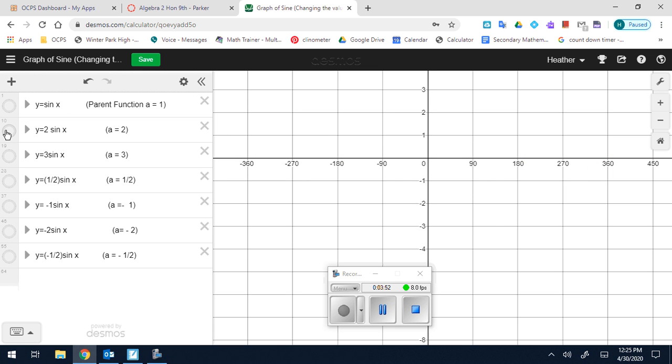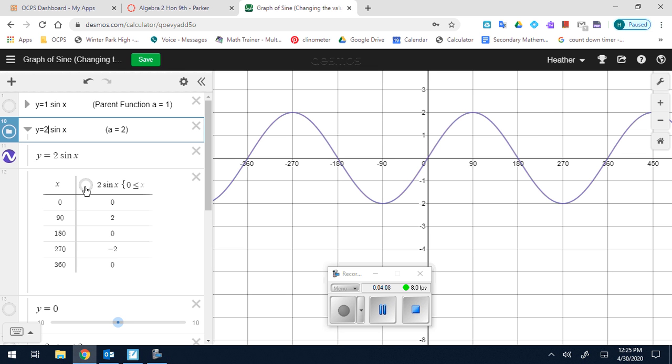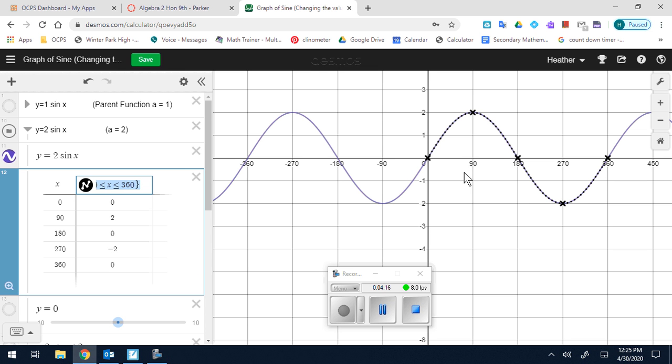And I'm going to turn on this y equals 2 sine x. So you'll notice in this one the a value is 2. I've changed from my parent function, where the a value is 1, to my transformed function, where the a value is 2. And again, I'm going to down arrow. So when I click here, this is still my one complete period. I went from 0 to 360, and that still gives me one complete cycle.